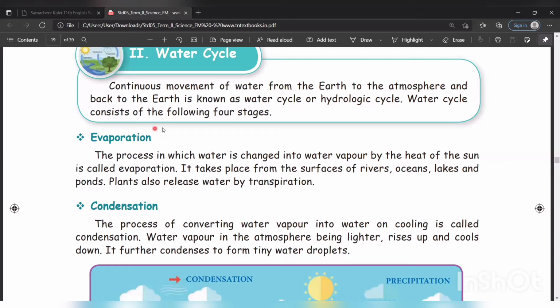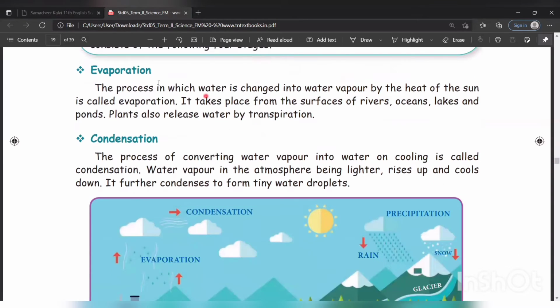The water cycle consists of the following 4 stages. So there are 4 stages in the water cycle. First one is evaporation. The process in which water is changed into water vapor by the heat of the sun. So what is evaporation, children? Water is changed into water vapor by the heat of the sun.